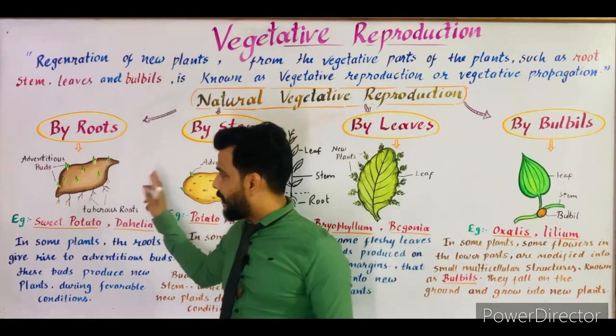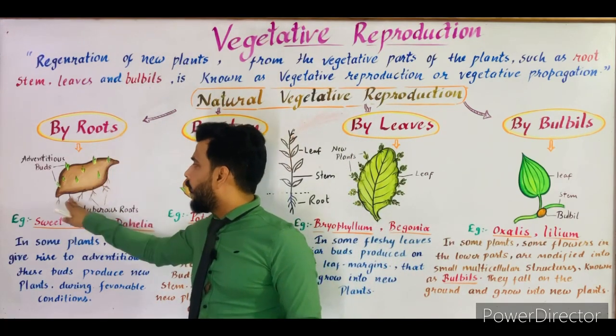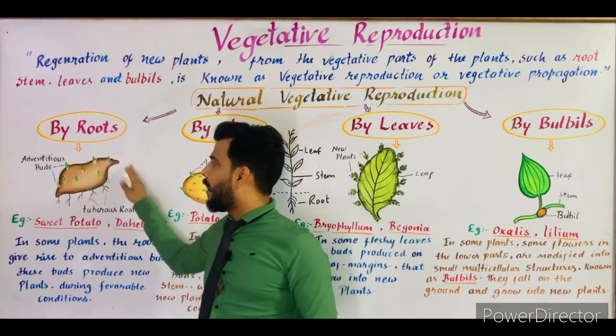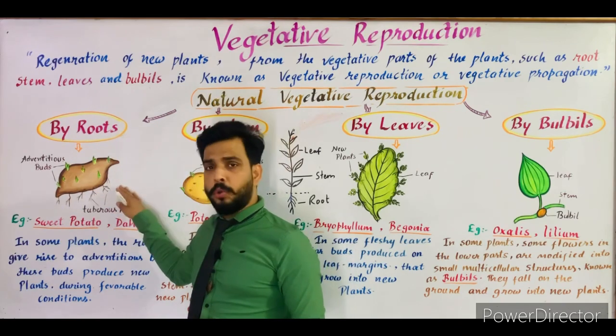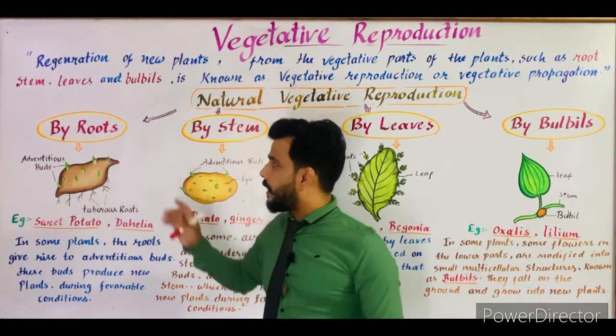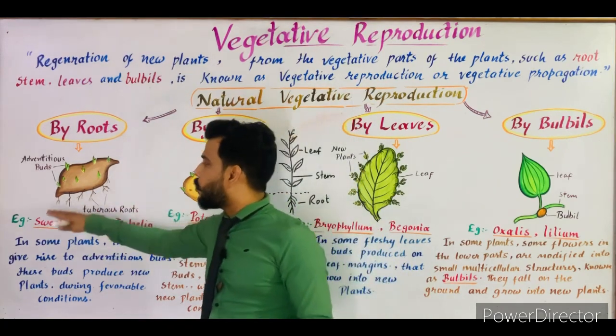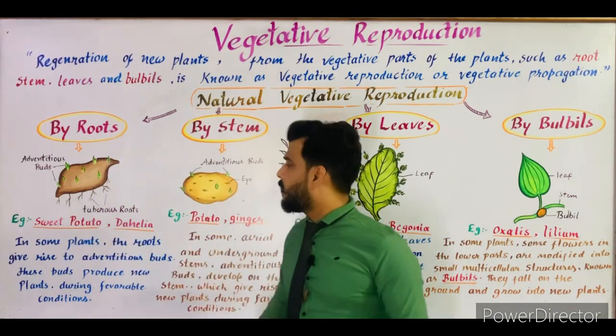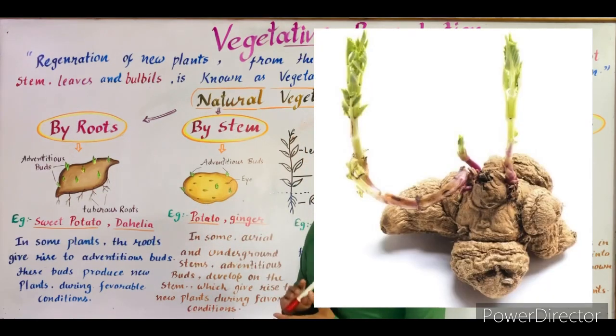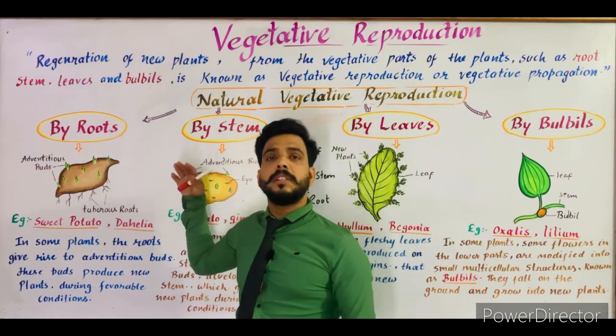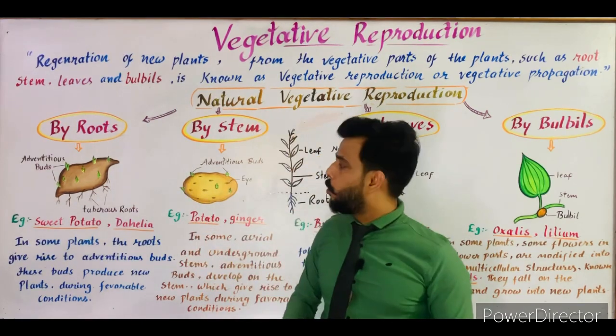So as you can see in the diagram, these are the buds and these are the tuberous roots, which appear on the fleshy root. So it is the example of vegetative reproduction by roots, and it is the sweet potato. Another example is Dahlia. It's a plant which also consists of these types of tuberous roots, in which adventitious buds grow and develop a new plant.